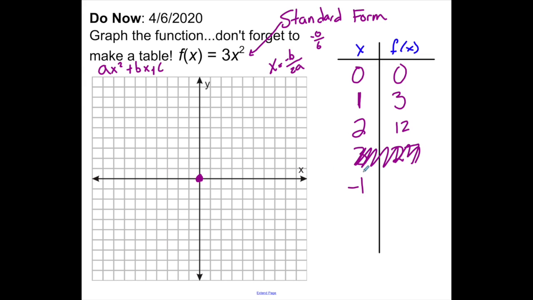What about negative 1? Well, if you know the x of the vertex is 0, then based on the symmetry, you should also get 3. Otherwise, if you plug in, negative 1 squared is also 1, because it's negative 1 times negative 1. And then you multiply by 3, and you get 3. And then negative 2 will have the same output as positive 2. And if you notice, negative 2 times negative 2, that's 4, right? Just like 2 times 2 is 4. So you get the same output. So here's what we got.